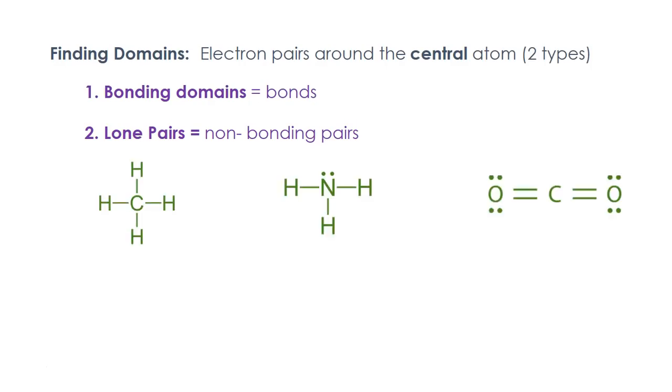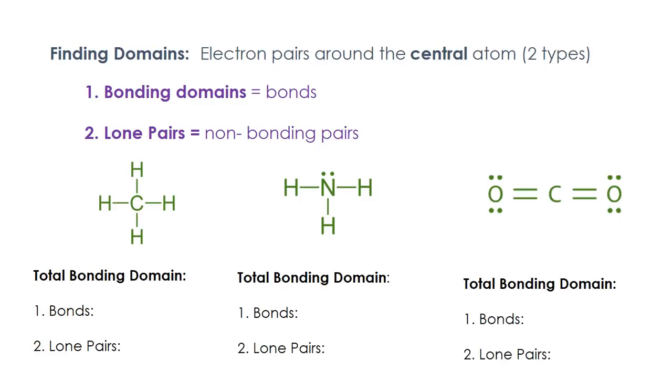So we have a couple examples here. We want to figure out what the total bonding domain is for each of these molecules. How many bonds does it have, and how many lone pairs are in this individual molecule? If we take a look at this structure right here, we can see carbon is our central atom, and that's what we're always going to look at, our central atom. It has 4 total bonds attached to it. It doesn't have any lone pairs. Ultimately, our total bonding domain is just going to equal 4.